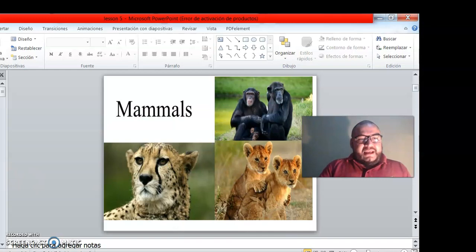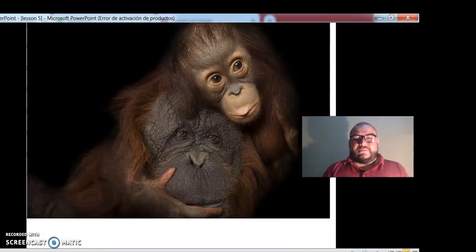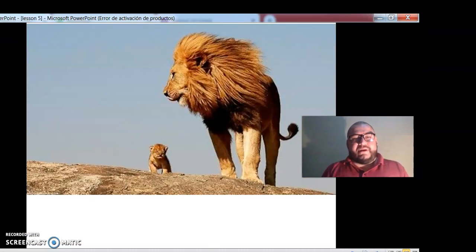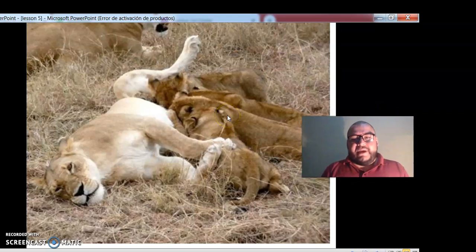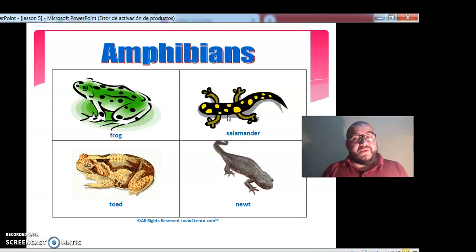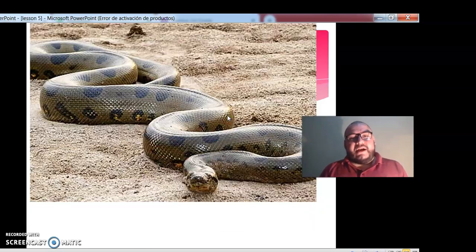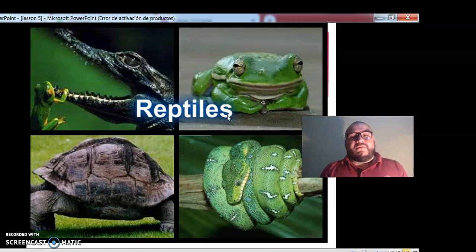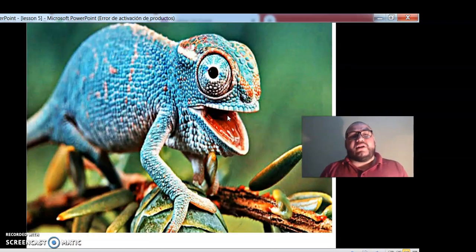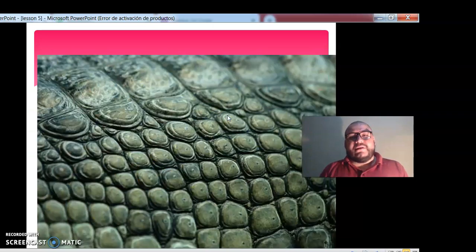Repeat after me. Mammals. Remember, covered by fur and drink milk from the bodies of the mother. Amphibians live in two places, water and on the land. Reptiles are covered by scales.